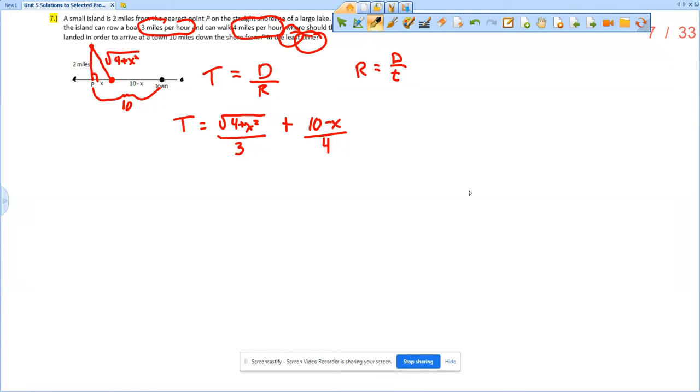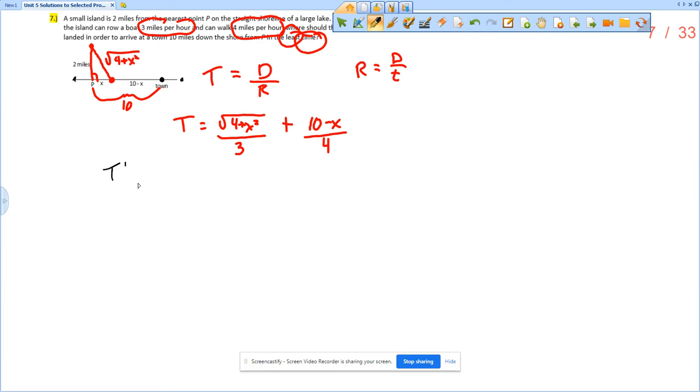This is the solution video for section 5.1, problem number 7. All right, so we have our setup here. T equals the square root of 4 plus x squared over 3, plus 10 minus x over 4. Remember, we are trying to minimize time. So let's find the derivative here.